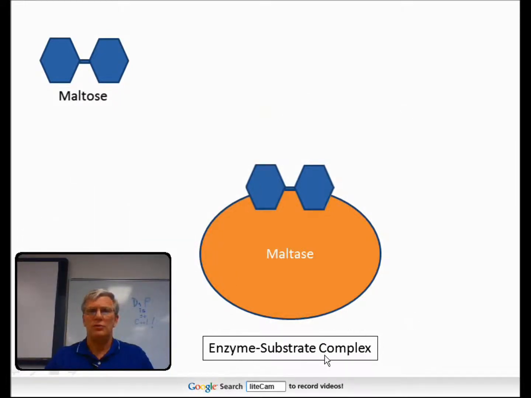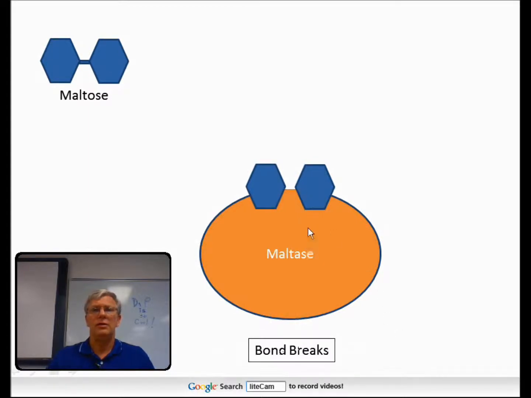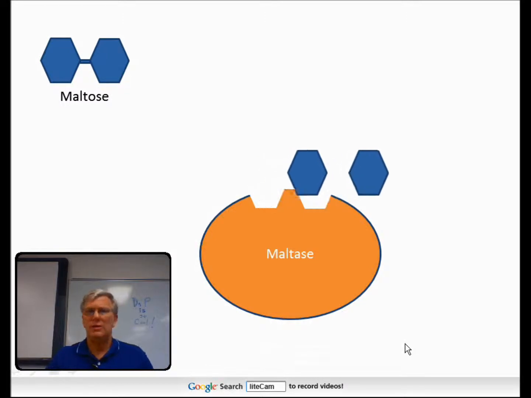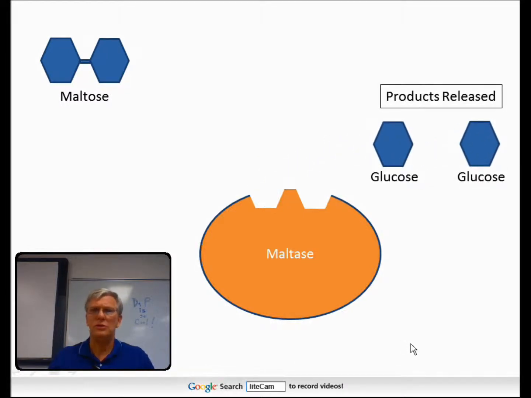When it does, it forms what's known as the enzyme substrate complex. When the binding takes place, maltase will change shape ever so slightly, which will result in the bond breaking of maltose, and then will release the two glucose molecules. You can see here that maltose was simply the combination of two glucose molecules.